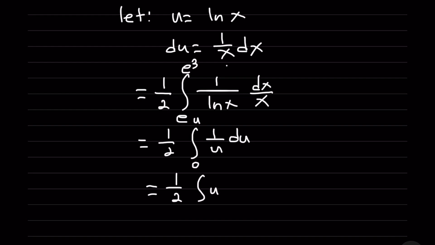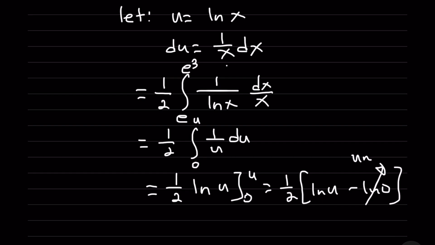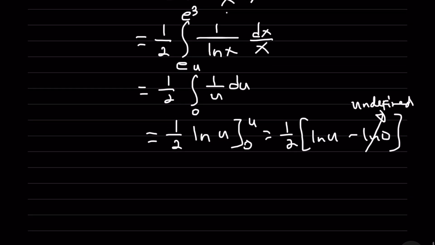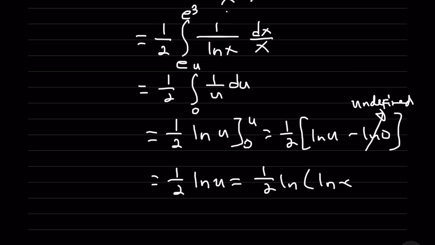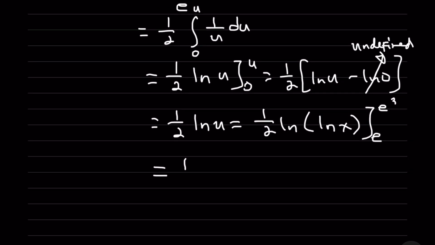And again, the integral of du over u is equal to ln u. So you evaluate this from 0 to u. ln of 0 is undefined, so you're just left with ln u. Then you substitute the value of u, which is ln x. So this is the equation.